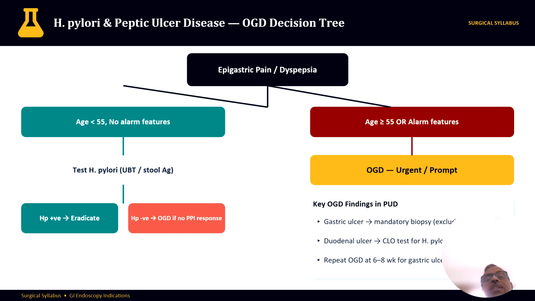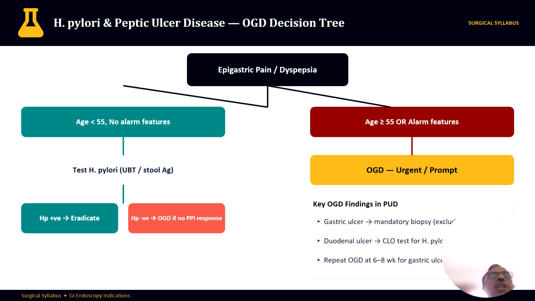If a duodenal ulcer or features of gastritis are seen, then do a CLO test for H. pylori, or you can also do an antral biopsy to rule out the possibility of H. pylori infection. And repeat an OGDS at 6 to 8 weeks for gastric ulcer.